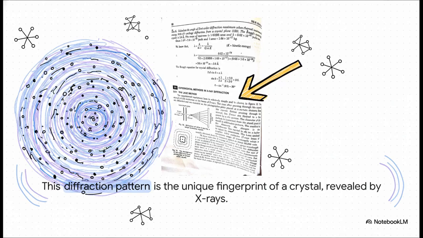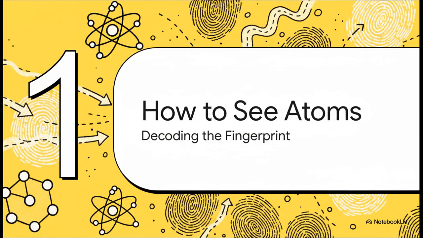And this right here, that is the fingerprint. This beautiful, almost alien pattern of spots might look like some secret code, but it holds all the information you need to map out the exact location of every single atom in a crystal. Today, we're going to learn how to crack that code. Okay, so let's get into it.